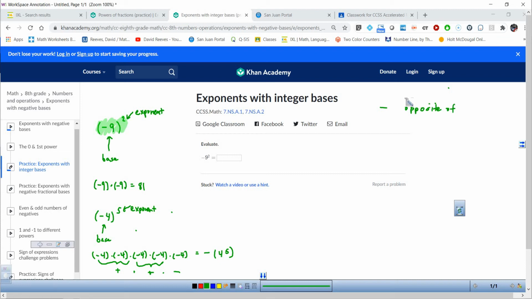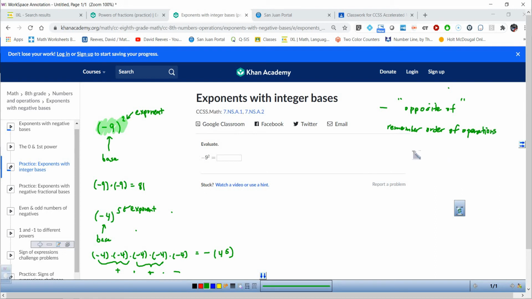Okay, so we're going to think of that symbol as opposite of. All right, and then we are going to remember order of operations. Okay?